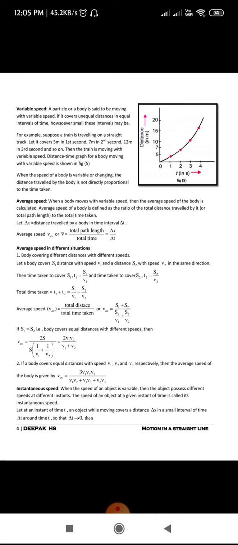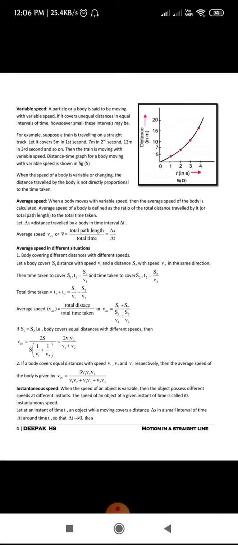So next, coming to average speed. When a body moves with variable speed, then the average speed of the body is calculated as total distance traveled divided by total time taken. If you consider the total path length as delta x, in a time interval of delta t, hence we can write the average speed as v bar, or v subscript av, is equal to delta x divided by delta t.